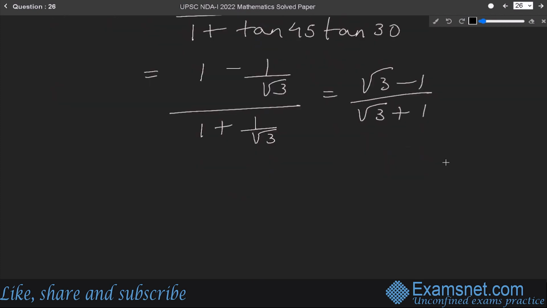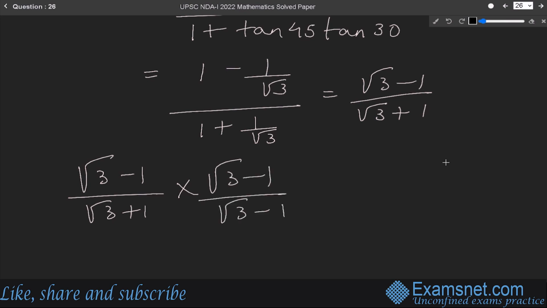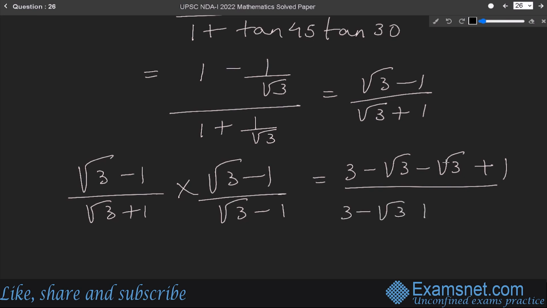Now rationalizing this term, (root 3 minus 1) upon (root 3 plus 1) into (root 3 minus 1) upon (root 3 minus 1). We get (3 minus root 3 minus root 3 plus 1) upon (3 minus root 3 plus root 3 minus 1), which is equal to (4 minus 2 root 3) upon 2.